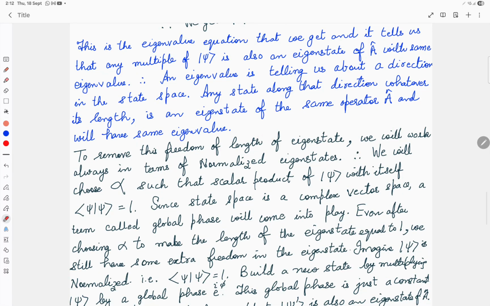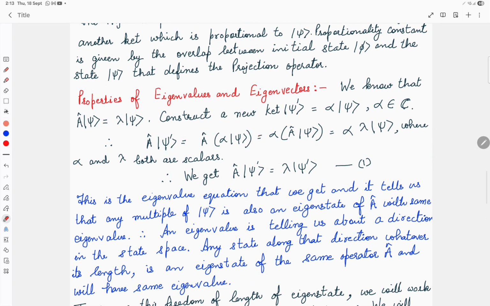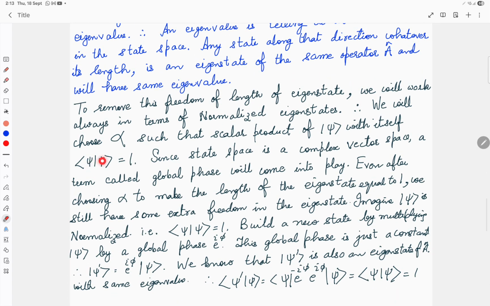So there is a degree of freedom available to us, which says that along that direction the eigenvalue will remain the same, but we have to limit that degree of freedom. That means we have to limit the length of the direction, the length of the vector. So we will always work in terms of normalized eigenstates. So we will choose alpha in such a way that the inner product of ket psi with itself is equal to 1.